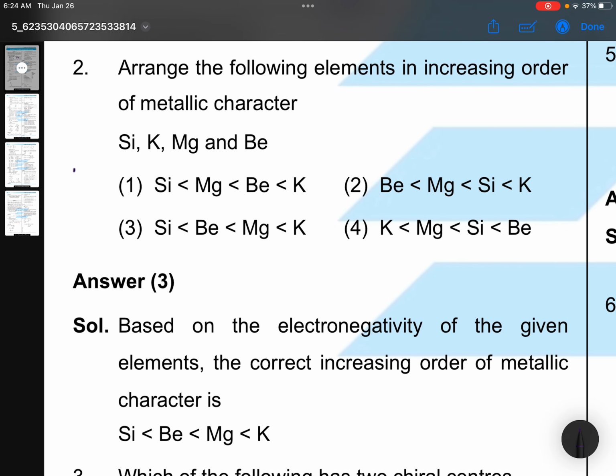Arrange the following elements in increasing order of metallic character. Potassium, an alkali metal, is highest, so these three options are okay. Silicon is completely non-metal, so it should be the least; this is wrong, these two are okay. And magnesium is better than beryllium because down the group the metallic character increases. Periodic table, category easy.